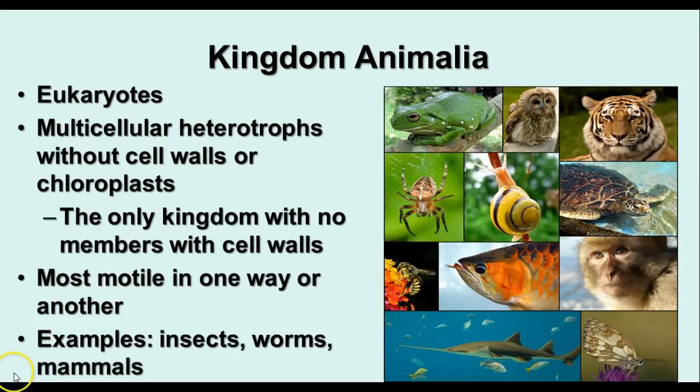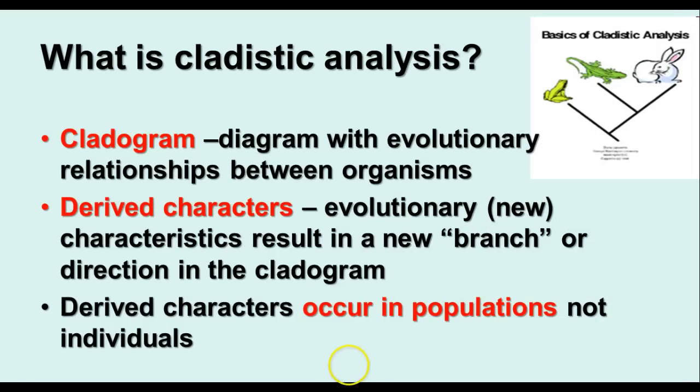And all of those are animals. Now, in modern day times, we use different methods to classify things. Nowadays, we use something called cladistic analysis. This is involved in making a diagram called a cladogram. This shows evolutionary relationships between organisms, so it kind of combines taxonomy and evolution together.